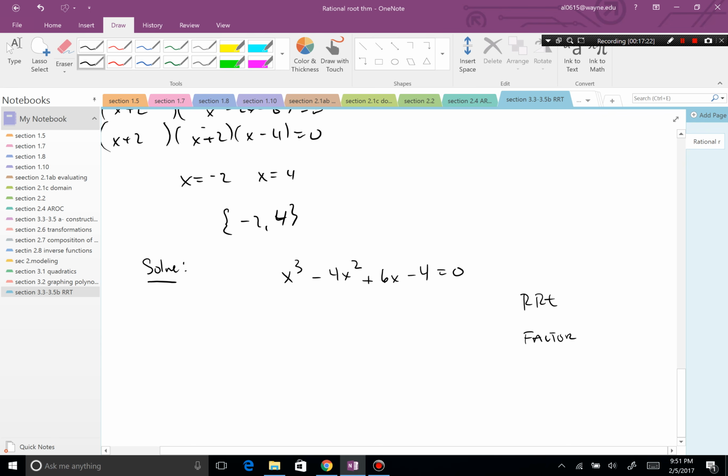Once again, rational root theorem is probably the most exhausting part of 1800, but it's necessary. So you won't use it a whole lot, but it is something that will get you out of a bind.